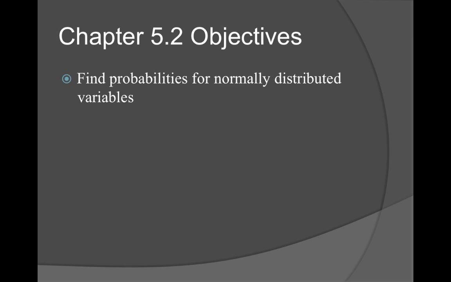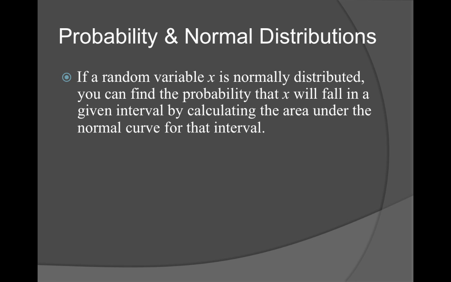If a random variable x is normally distributed, you can find the probability that x will fall in a given interval by calculating the area under the normal curve for that interval. This is math jargon. What we need to get familiar with in this lecture is the notation of how I can ask you for an area or probability, and how we can use Excel to find that.